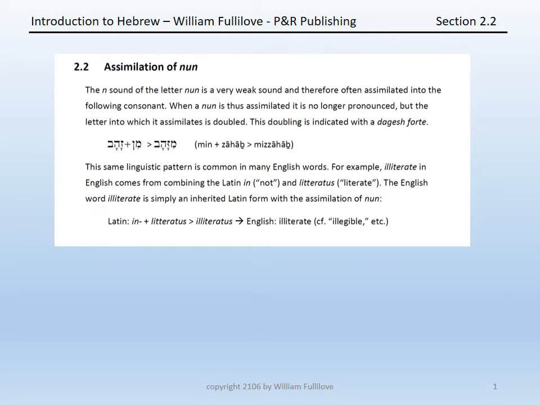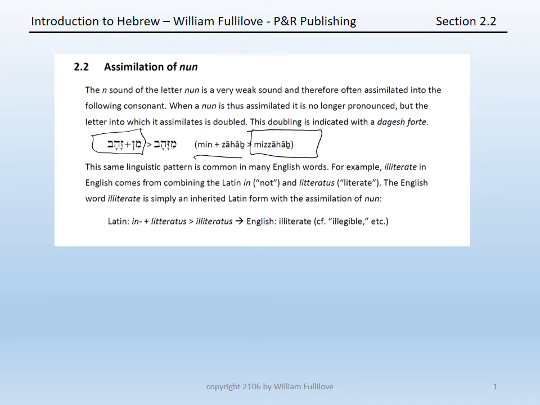So for instance, the Hebrew words min and zahav. If you say them together quickly, you will hear yourself change. Say min zahav, min zahav. Now speed up. Min zahav, min zahav, mizahav, mizahav, mizahav. It is very easy for speakers of the language to switch from saying min zahav to saying mizahav.